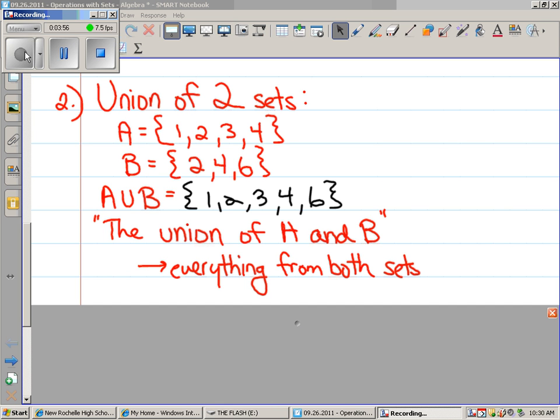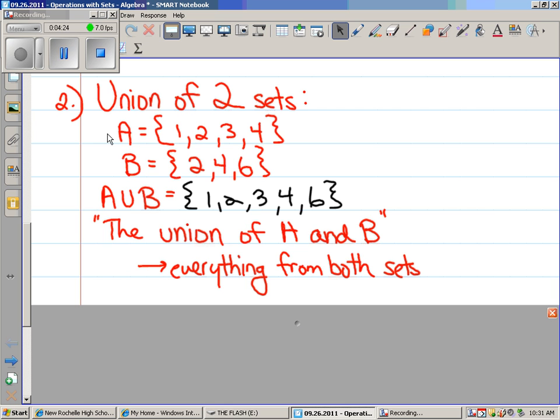These aren't just the ones they have in common. This is all of their stuff together. Instead of doubling up, writing two 2s and two 4s, all I do is 1, 2, 3, and 4. This is all A, and all of B, including that 6.